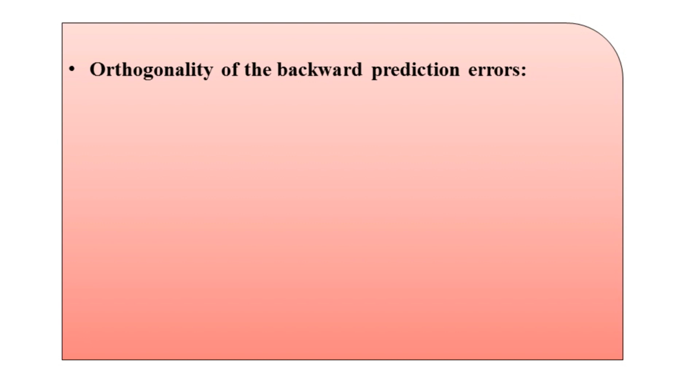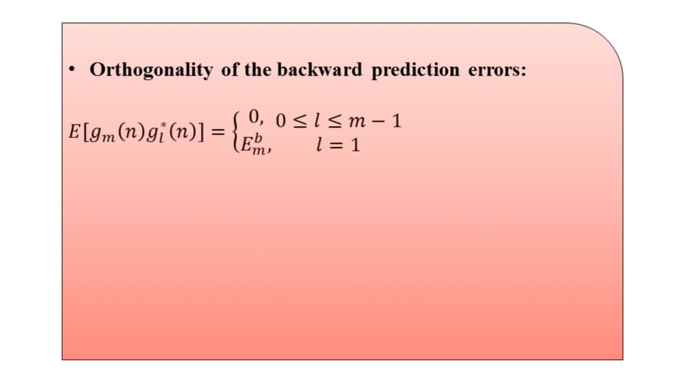The orthogonality condition we can also express with the help of the equation capital E of, inside we have g suffix m of n multiplied to the conjugate of g suffix L of n here. So this is supposed to obtain the value 0 for the case small l is greater than or equal to 0 but less than or equal to small m minus 1, and when small l and small m are equal, it should be small m here, so that time the LHS will hold the value capital E suffix m to the power b, the representation for the backward case.